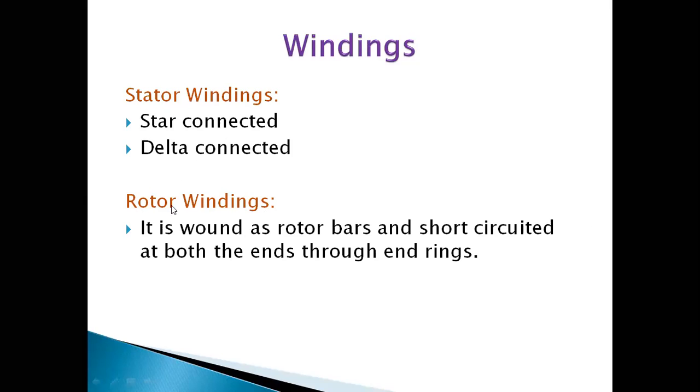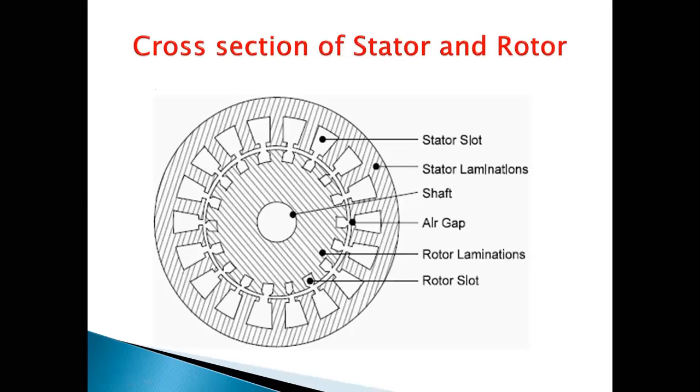So when we are using the rotor winding, it will be wound as a wound rotor and it will be short circuited at both ends through the end ring. So you can see the cross sectional view of the stator and the rotor. You can draw this diagram also.